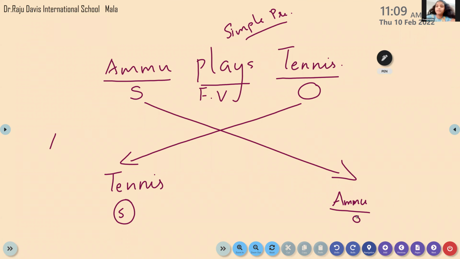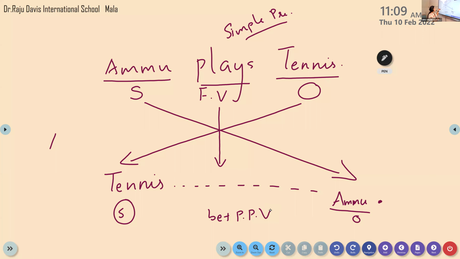And we need to fill this area. The sentence "Tennis" is not a complete sentence. Now, to make a complete sentence, we have to think about the verb. The verb is written in finite form, which shows that the sentence is in the simple present form. So we need to change the finite verb into the form of be plus past participle form of the verb.